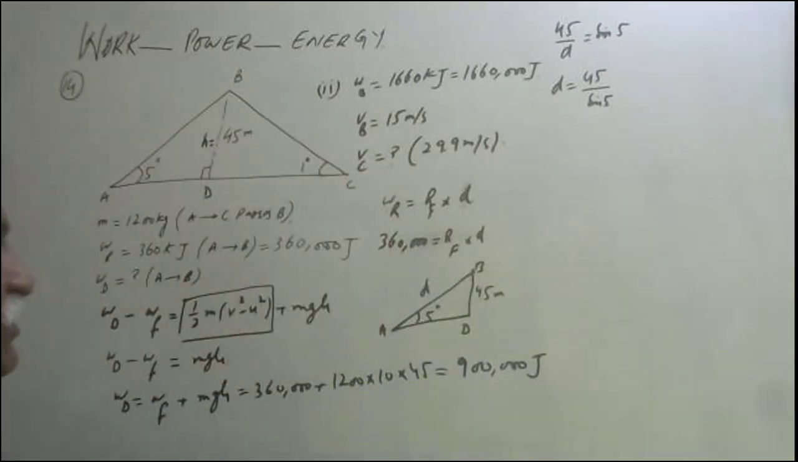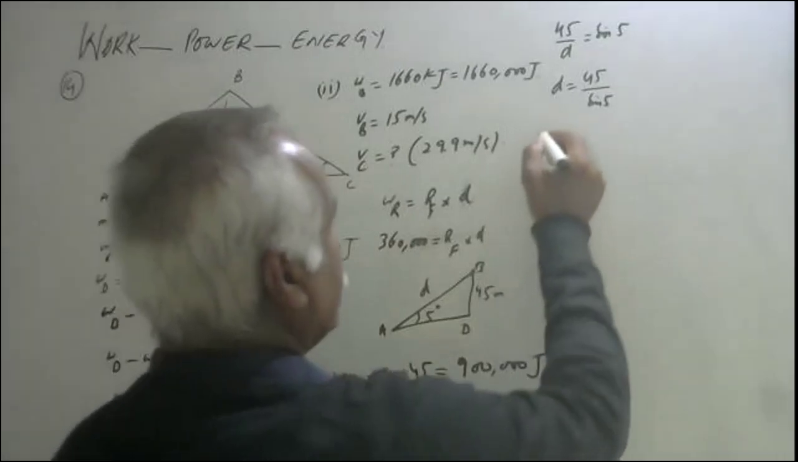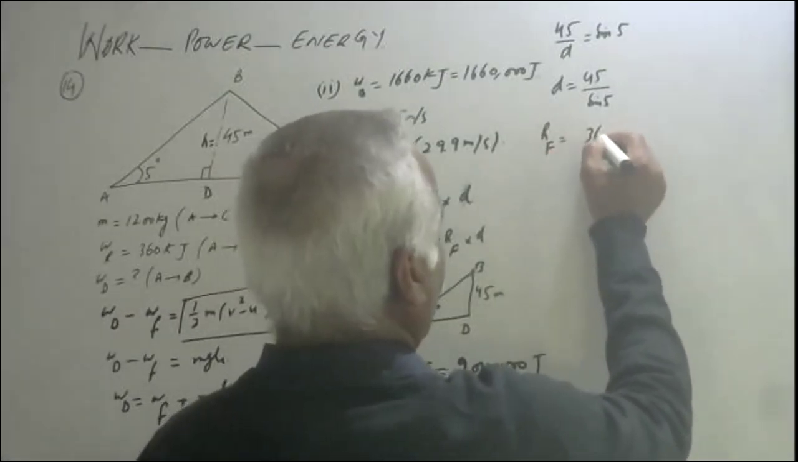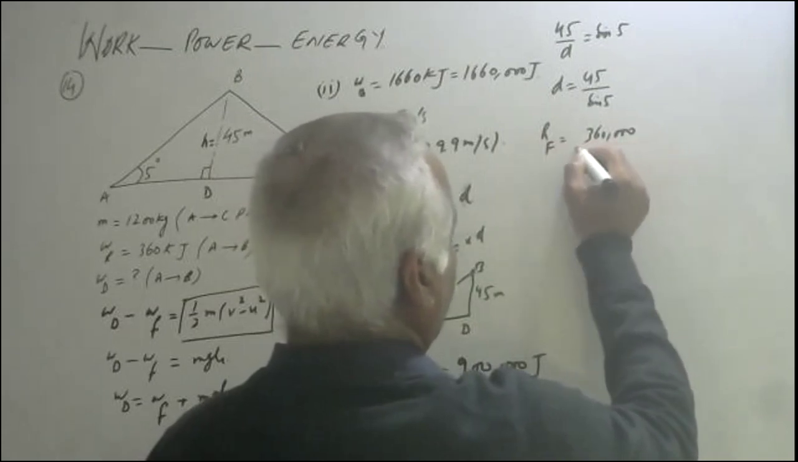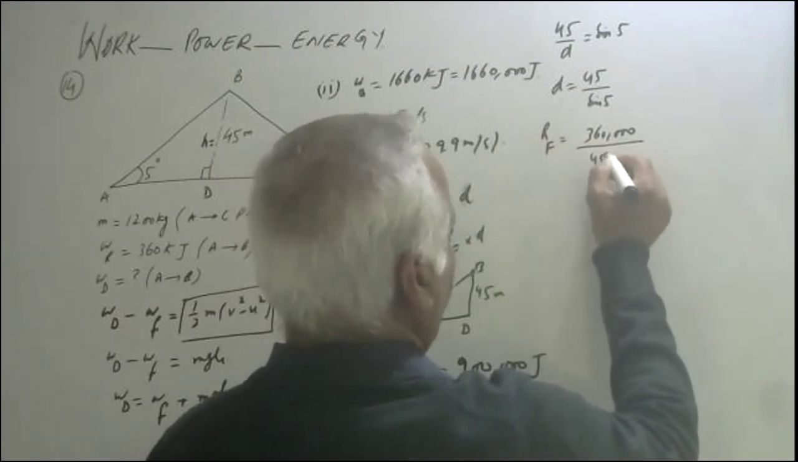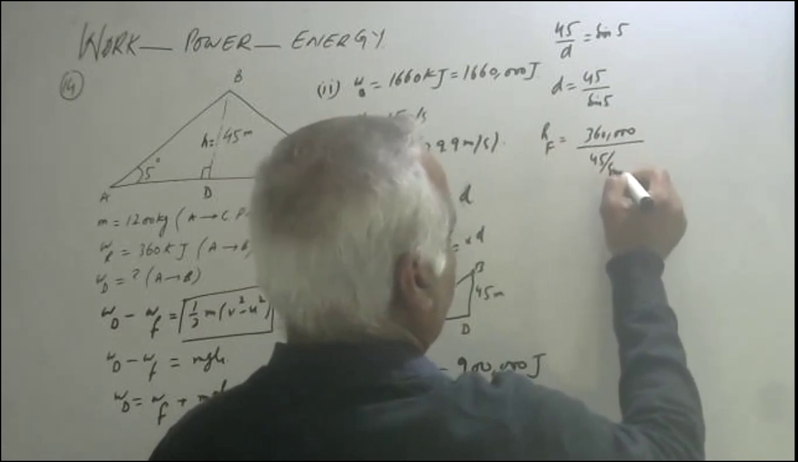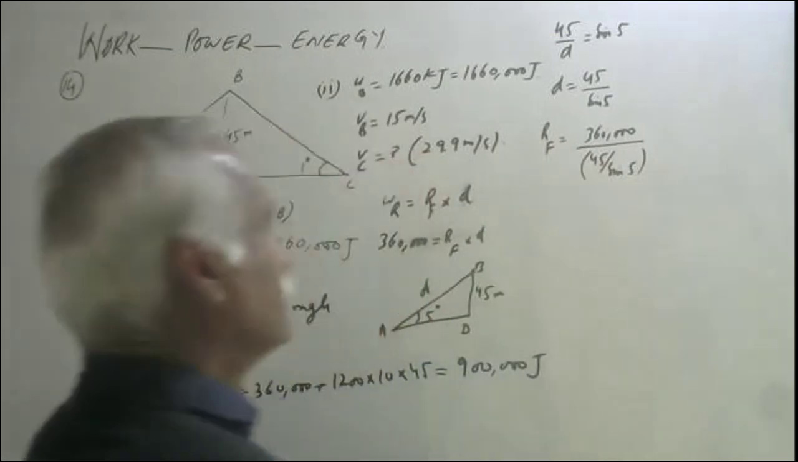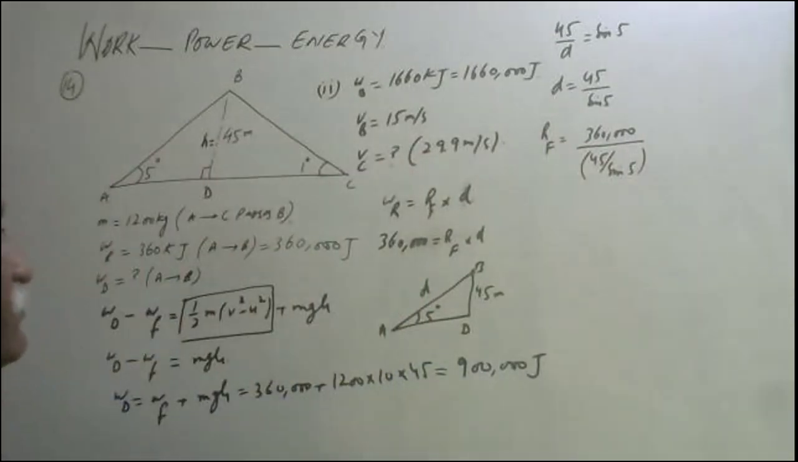One thing we know further is that this resistive force is basically equal to 360,000 divided by 45 over sine of 5 at the point B. Now, it is moving towards C, which is inclined at 1 degree to the horizontal.